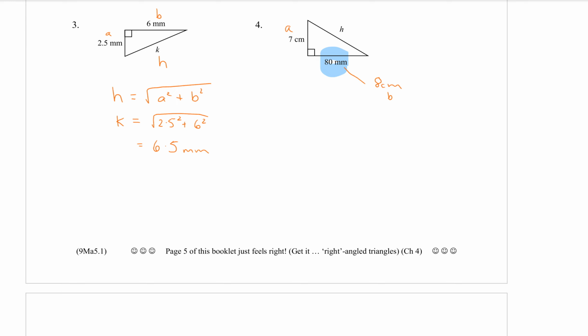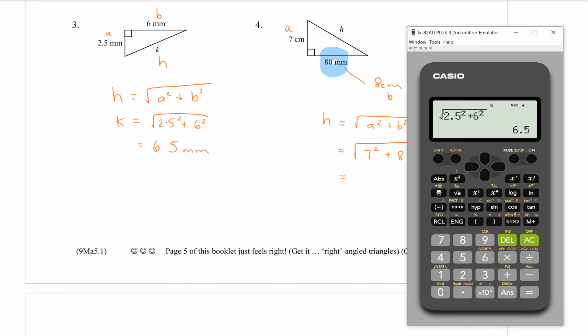First line, write the formula down. H equals square root of A squared plus B squared. Second line, big square root. Sub in the numbers. A was 7 and B is 8. Third line, type it in the calculator. Square root 7 squared plus 8 squared equals.